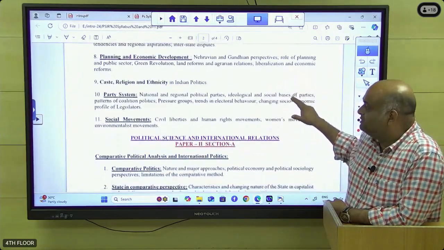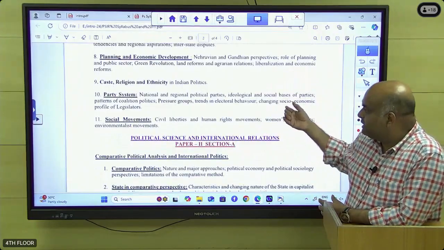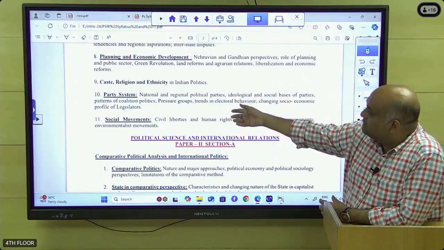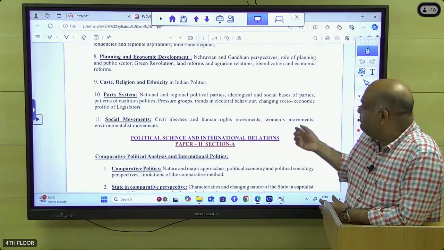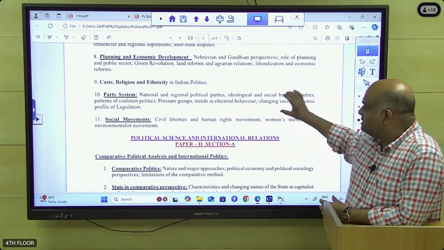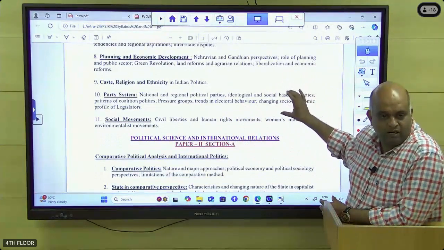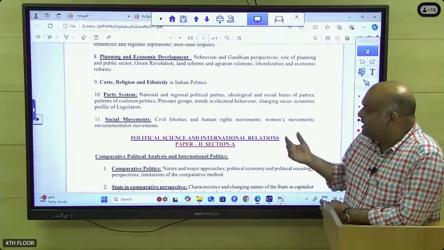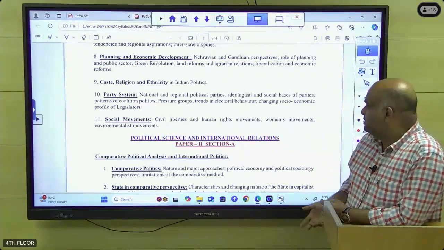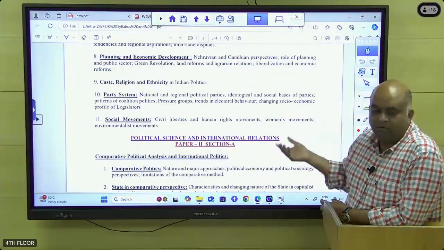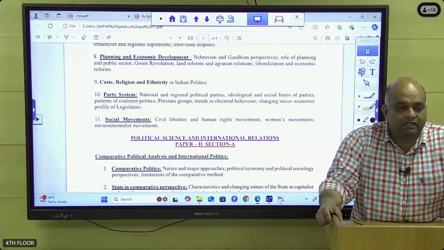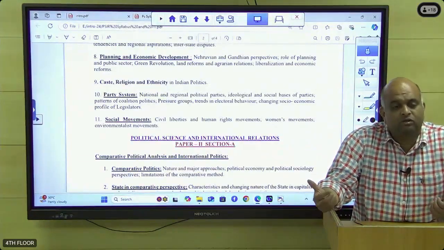And then you have the party system, the different political parties, national parties, regional parties, the ideological and social basis of parties, patterns of coalition politics, and then pressure groups, electoral behavior, and the changing socio-economic profile of the legislature. The MPs, MLAs, the political parties, how they are working. That part is also very easy. And finally, social movements: civil and human rights movements, women's movements, environmentalist movements. What all movements happened in India? Those things they are asking. How they have achieved, how they impacted life, whether these movements are successes or not, what the ongoing movements are. Those things we'll be discussing.